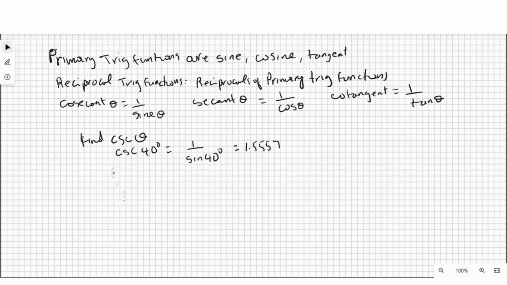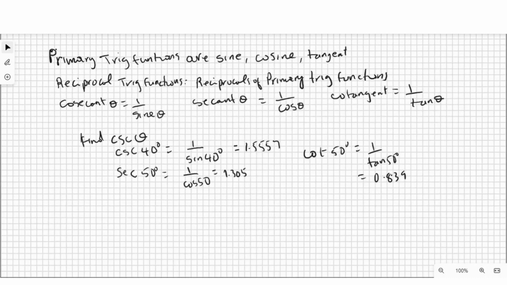Similarly, if I have secant of 50 degrees, this is the reciprocal of cosine 50. 1 divided by cosine 50 will be 1.305. The third one is cotangent. Let's say cotangent of 50 degrees. This will be the same as 1 over tan 50 in my calculator, which is equal to 0.839. So this is how to find the ratios.